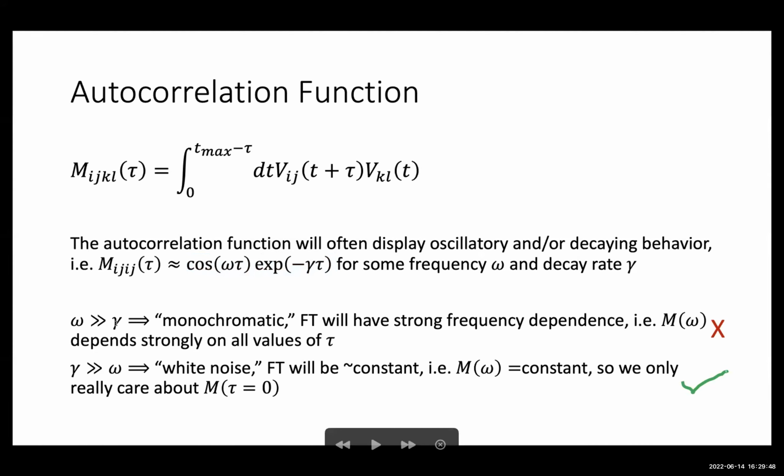If omega is way bigger than gamma, then we are in the monochromatic case, quote unquote. This thing is going to have very strong oscillations at that frequency omega, and the Fourier transform, m of omega, will depend strongly on your whole trajectory. That's the case that we don't want, because that makes our approximation not valid. Whereas if gamma is way bigger than omega, then it's basically just a lot of white noise, a lot of randomness, so the Fourier transform will be roughly constant. That really means that we only need to care about the tau equals 0 value of this autocorrelation function, because it's at its maximum value and then it drops down immediately. So we only really need to care about the initial value of it, because that's basically the whole thing.